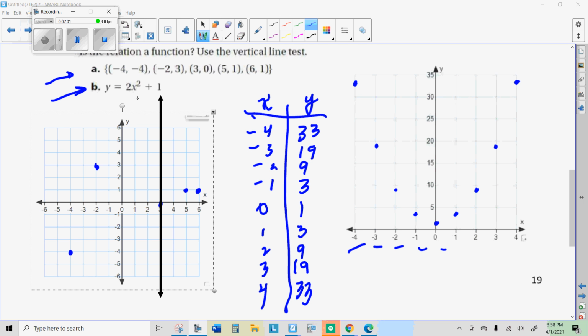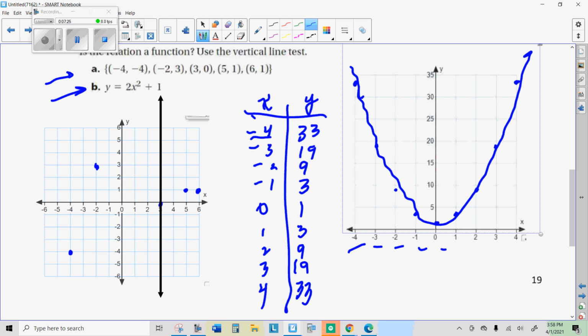All right, so here are the points given by that rule, 2 times x squared. Remember, when you square a negative, you get a positive, so that's why you might have gotten a different answer there. But anyway, these are the points, and since it's an equation, we're going to go ahead and sketch the line that would be created by connecting those dots. All right, and then I'm going to use my vertical line to test it.